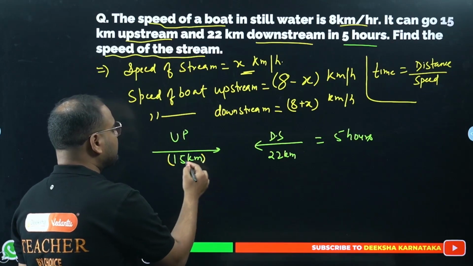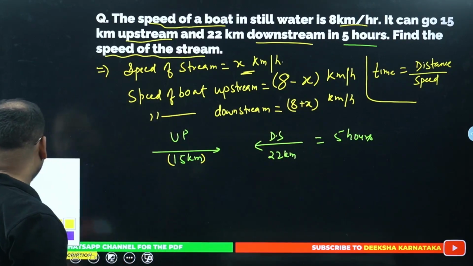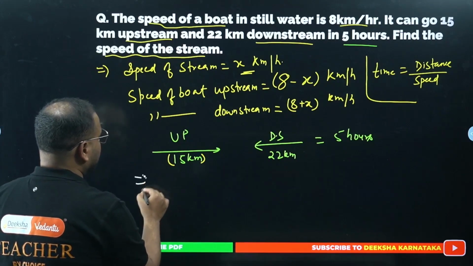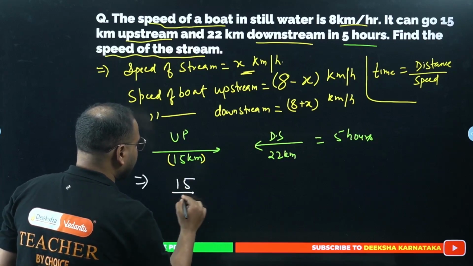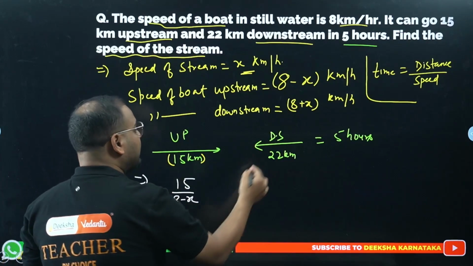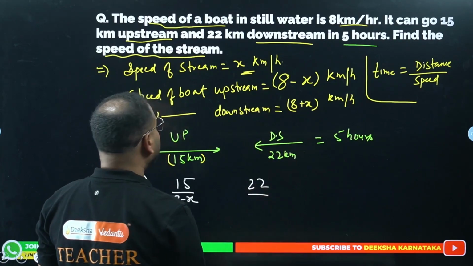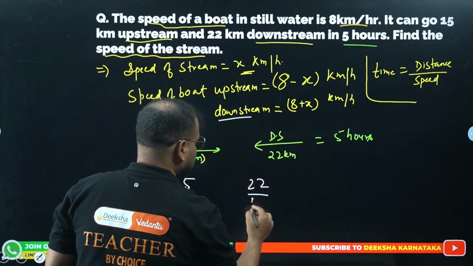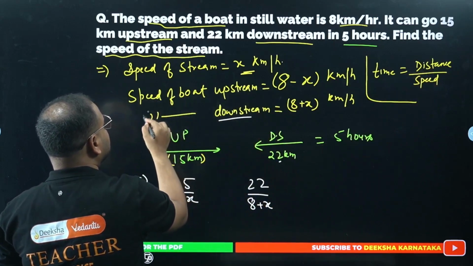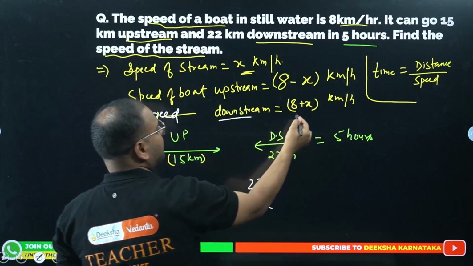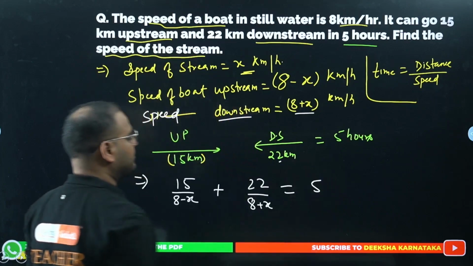Is the distance given? Yes sir, 15. Is the speed given for upstream? Yes sir, 8 minus x. It means the question is done, sir, actually. Not a big problem here. So time in upstream will be distance, which is 15, upon 8 minus x. And time in downstream will be distance 22 upon speed in downstream, 8 plus x. Now the total time is how much? 5. Total time is 5.